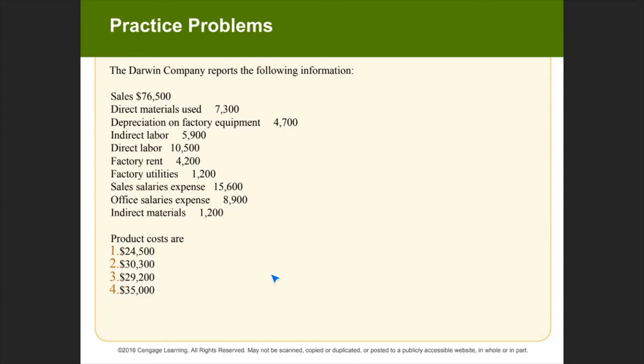indirect labor $5,900, direct labor is $10,500, factory rent is $4,200, factory utilities $1,200. Sales salaries expense is $15,600. Office salaries expense is $8,900. And indirect materials is $1,200. So we're trying to figure out what our product costs are for this.